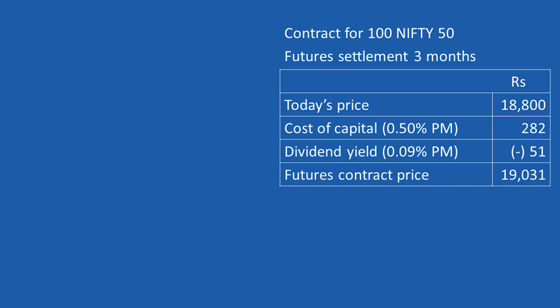Let's take another example. Let's say we are entering into a Nifty futures contract. For a Nifty futures contract, the underlying is Nifty 50. So this is a contract for 100 Nifty 50s and the settlement is, let's say, 3 months from now. Let's say today's price, which is the price that I have taken in the month of June 2023, is 18,800 for Nifty.